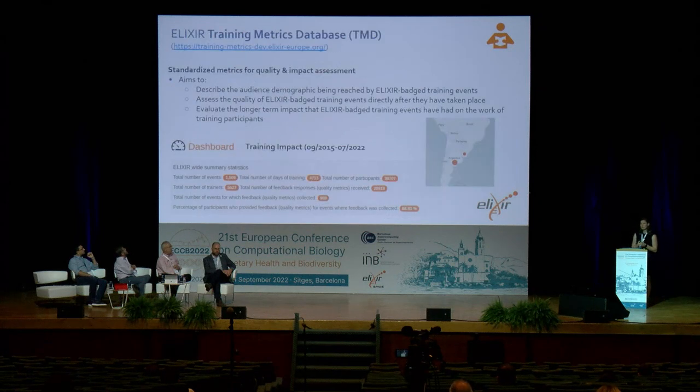A concrete example of how ELIXIR also assesses its impact is the training metrics database. It's a standardized metrics for quality impact assessment, and it really aims to describe the audience demographic being reached by ELIXIR badged training events. It assesses the quality of ELIXIR badged training events directly after they have taken place. And it also aims towards long-term impact evaluation to really see what's the impact of the trainings 6 months after the attendees have benefited from the training events themselves.